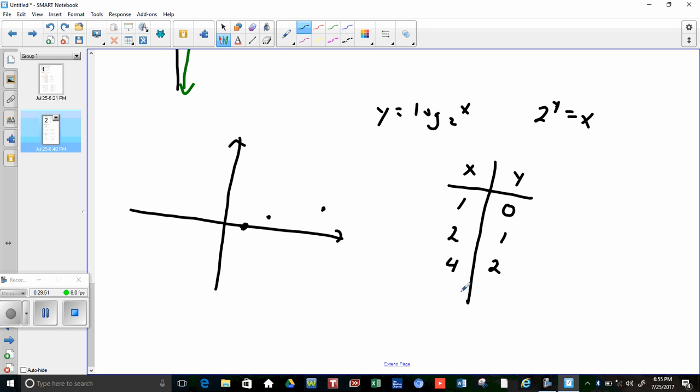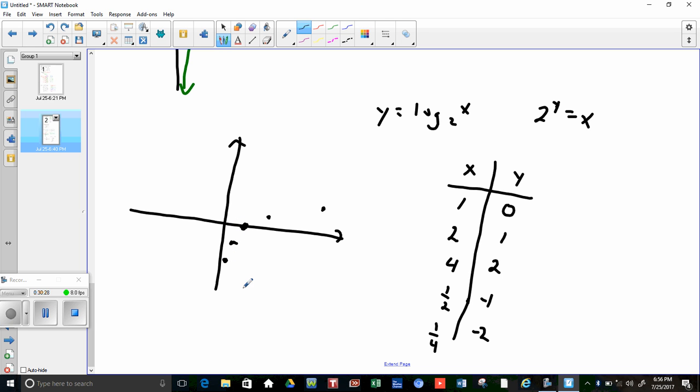Let's go backwards. If I were to take y to be -1. Well, 2 to the -1, remember that makes it a reciprocal. So 2 to the -1 is the same as 1 over 2, so x would be 1/2. And then we'll go one more. If y is -2, that's now 2 to the -2, which is the same as 1 over 2 squared, which is 1/4. So let's see here. x is 1/2, y is -1. x is 1/4, y is -2.